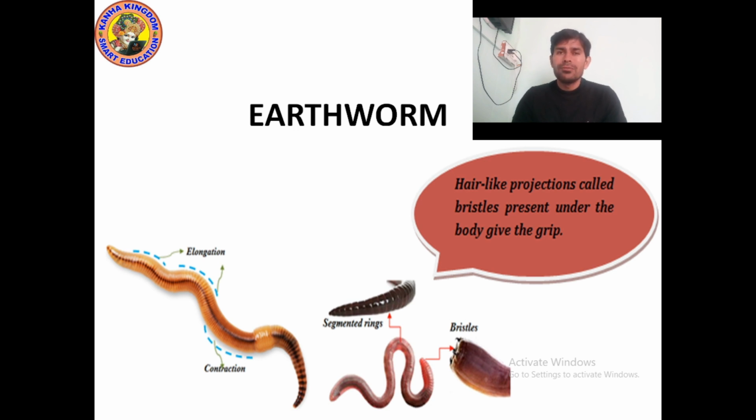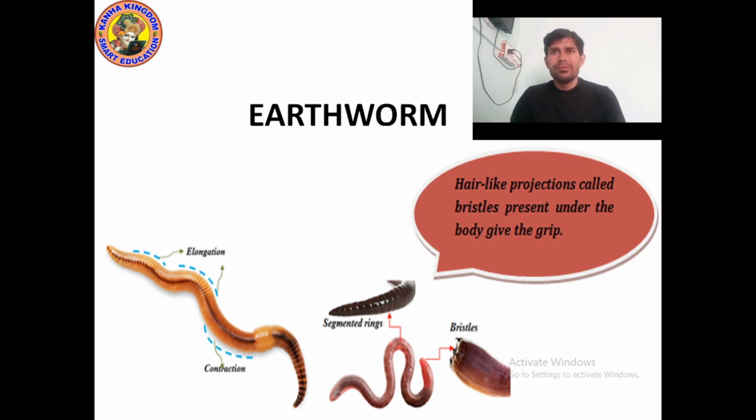Whenever the earthworm moves, one part of the earthworm elongates and another part contracts. The earthworm has a hair-like projection called bristle, which is present under the body, and which helps the earthworm to move.